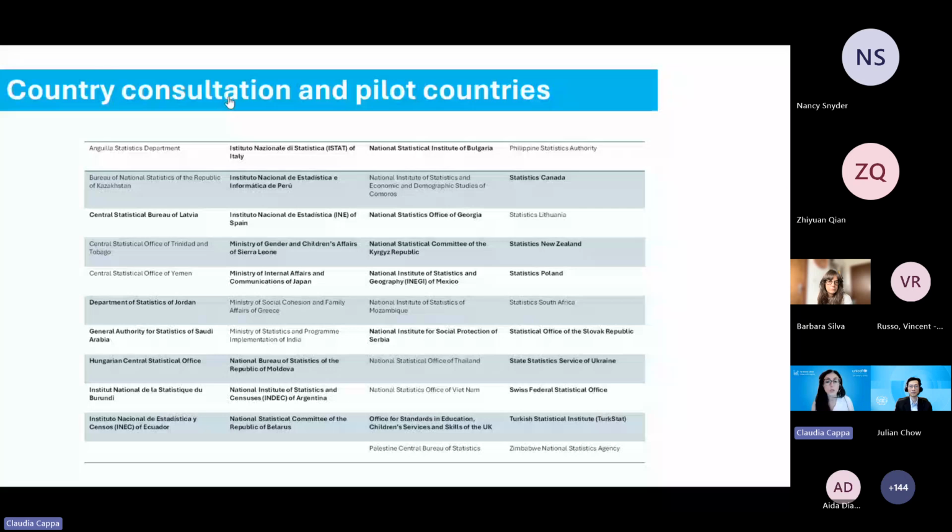And I just mentioned a few to give you a sense of the diversity of expertise and geography that we're all really committed to providing as inputs to the classification.